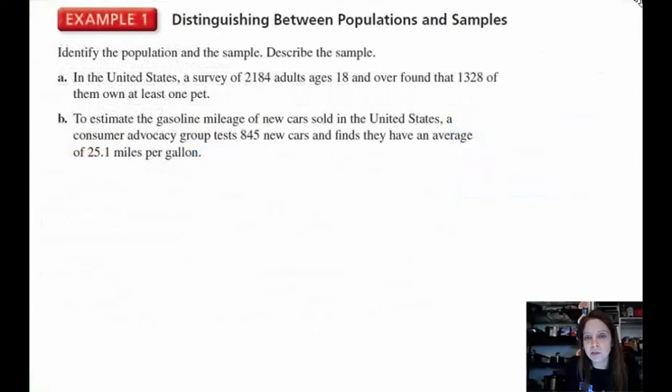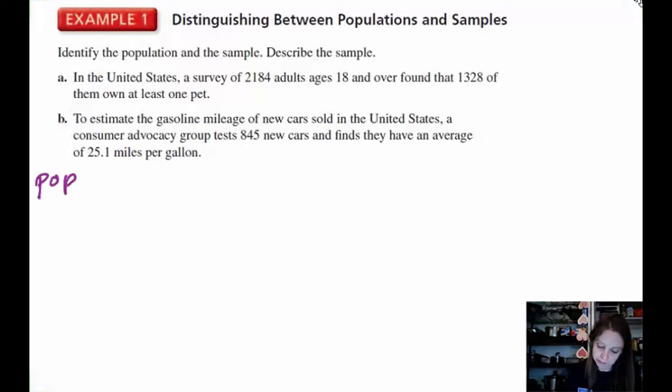Example 1, distinguishing between populations and samples. Identify the population and its sample. Describe the sample. A, in the United States, a survey of 2,184 adults ages 18 and over found that 1,328 of them own at least one pet.